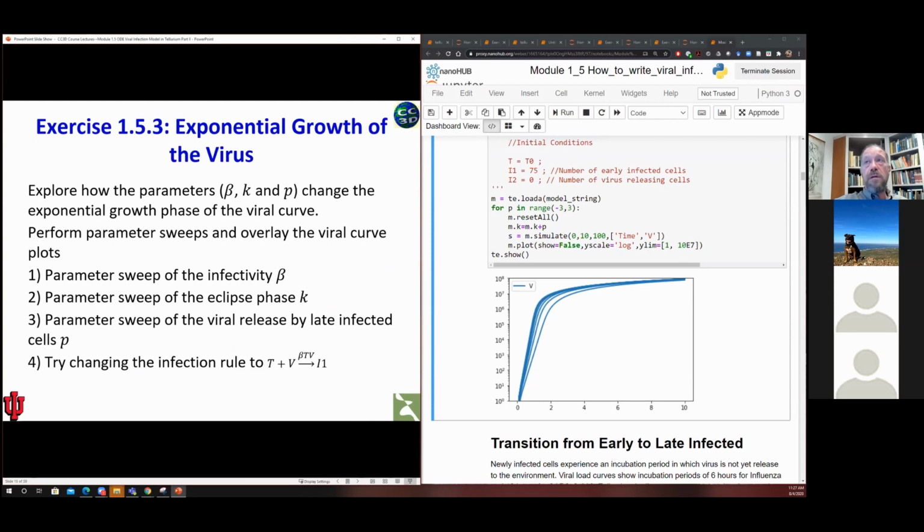So we can now explore a little bit how the parameters beta, k, and p change the exponential phase of the growth. I don't want to go through all of these, and we already did the rule T plus V goes to I1. But let's just remind ourselves how to do the parameter sweep. Here we were sweeping the value of k for the eclipse phase. We also tried sweeping the infectivity, beta, and in that case we were using logarithmic scaling, so we were multiplying by 10 to the p.